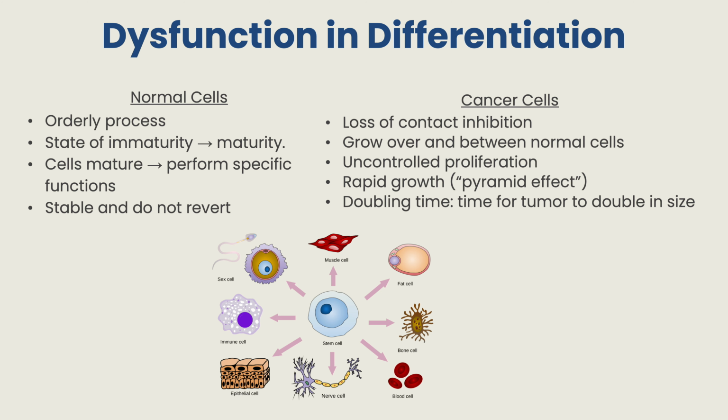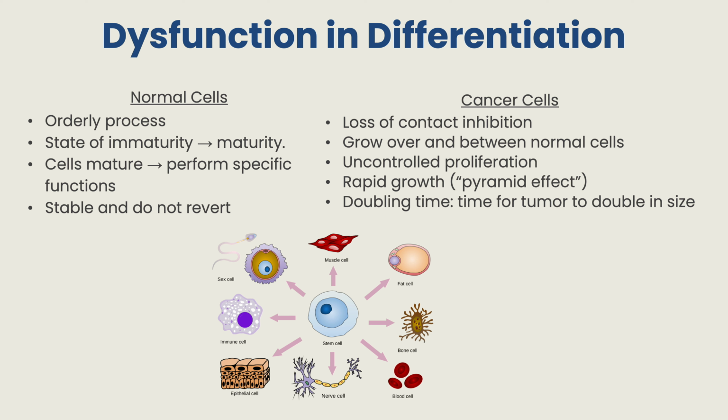Normal cells grow and develop in a very organized and controlled way. They differentiate through an orderly process, progressing from an immature state to full maturity. As they mature, they take on specific roles and functions that support the body. Once differentiated, these cells are stable and do not revert back to an immature form.